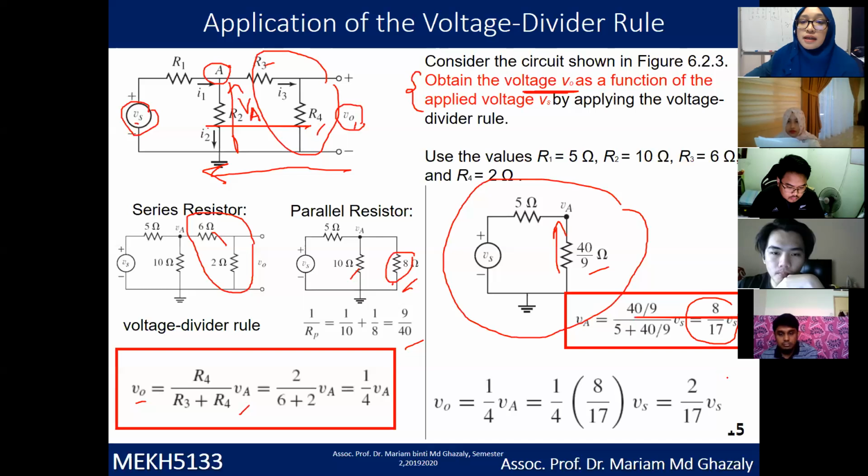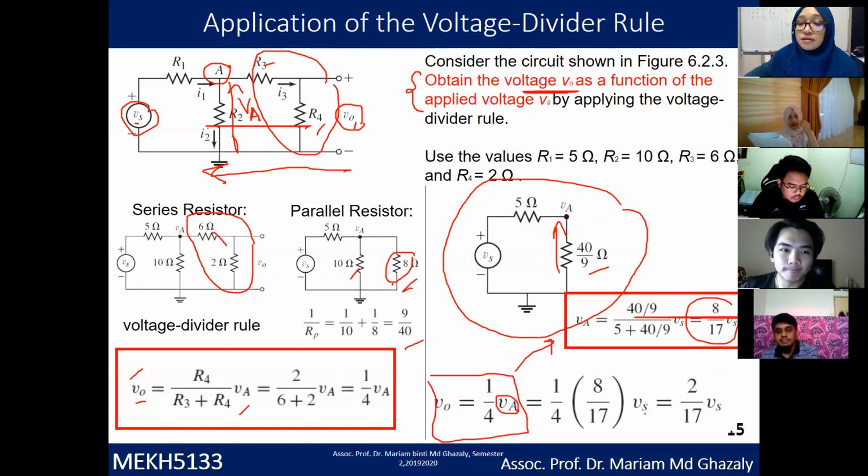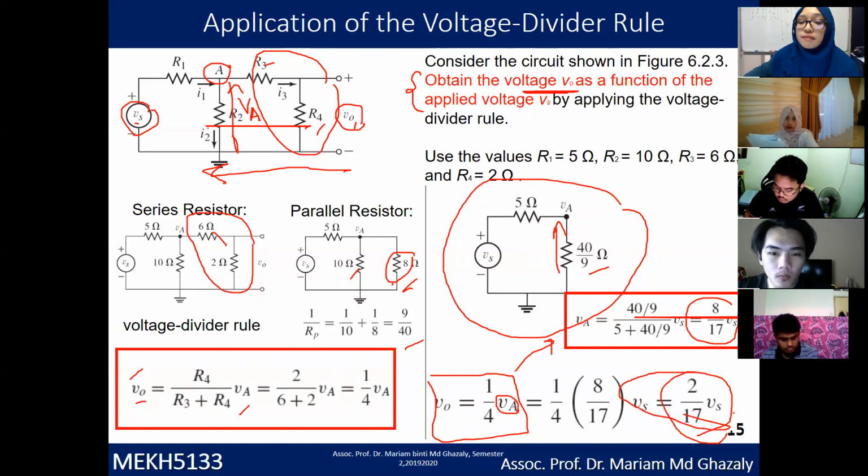Now go back to the first equation just now. The first equation is given by this, V0 equal to 1 over 4 VA. Did you get the VA value just now? Yes, right? This one was the value for VA. So substitute that, 8 over 17 Vs, and then you get the final equation, which is V0 as a function of Vs. So you get 2 over 17 Vs.